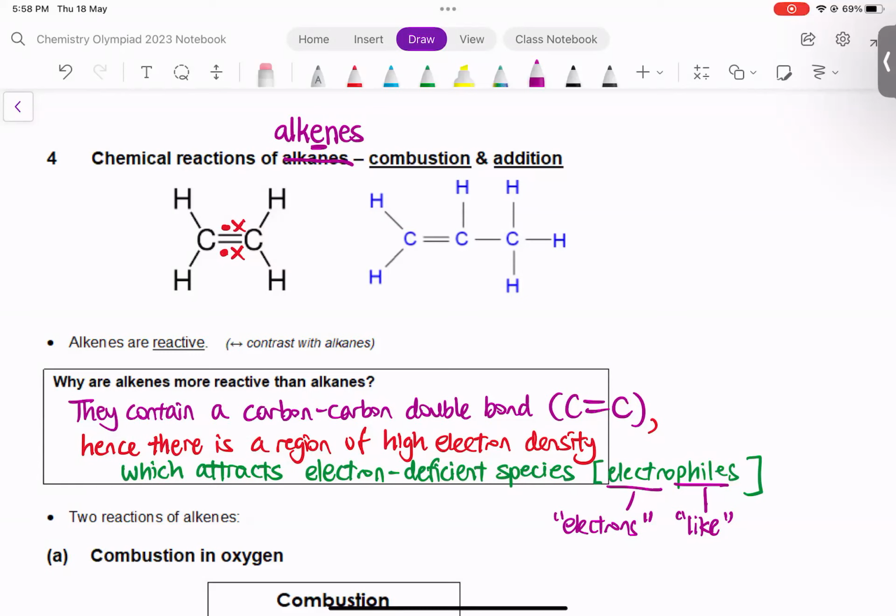All right. Now, for my Sec 4 students, you will realize that this is greater depth than your alkenes notes. Because your alkenes notes, I didn't talk about electrophiles. Okay, but this is Chemistry Olympiad, so there's actually greater depth in this.